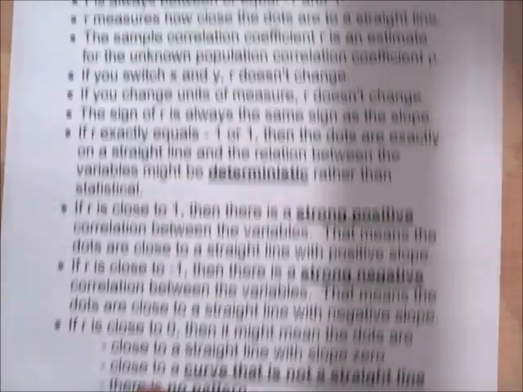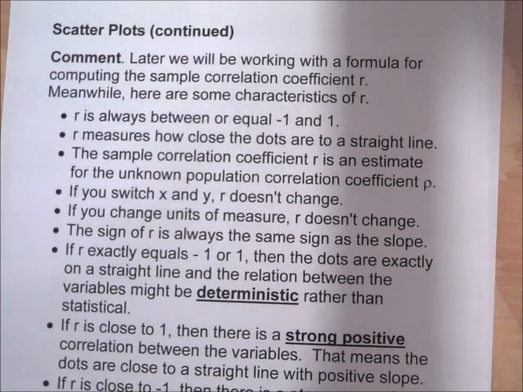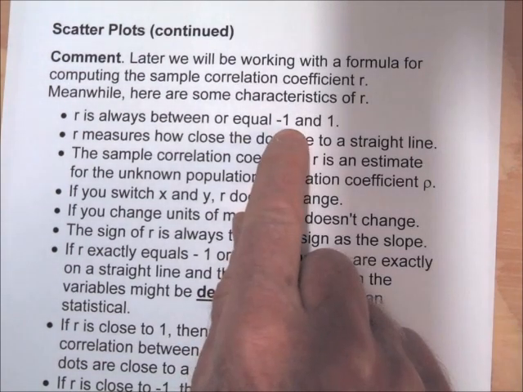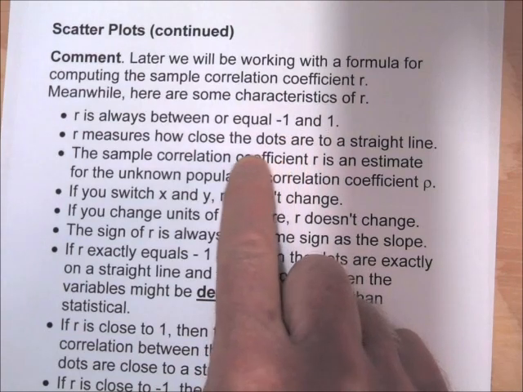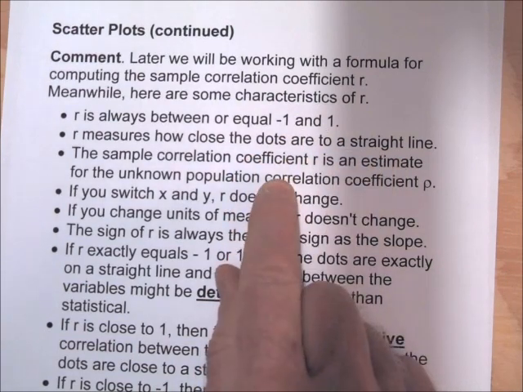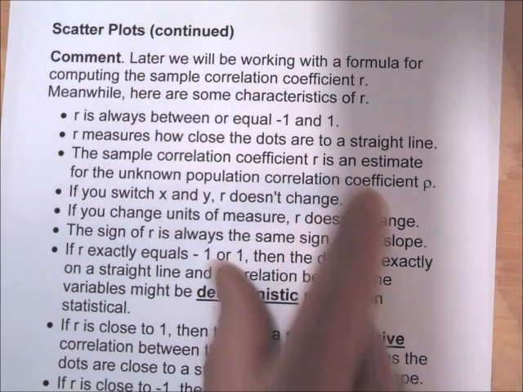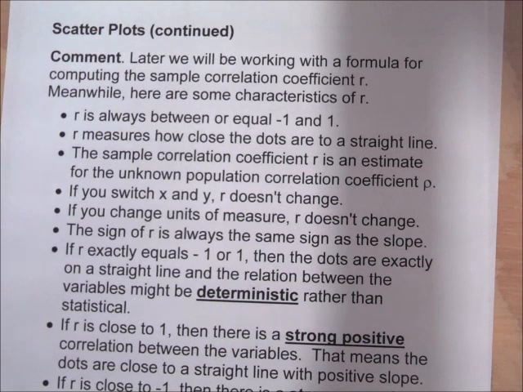Okay, so just some comments. We'll be computing R in a different lecture. I'll go over how to compute R, but for right now, I just want to summarize some characteristics of R. It's always between or equal to -1 and 1, and it measures how close the dots are to a straight line. The sample correlation coefficient R is an estimate for the unknown population correlation coefficient rho. If you switch x and y, that's not going to change R.